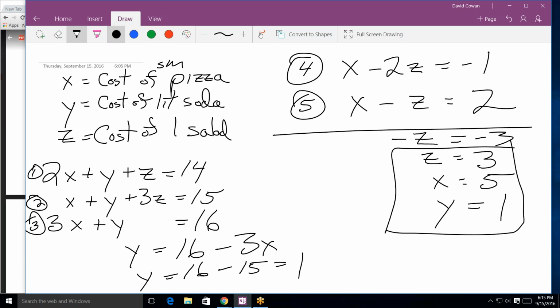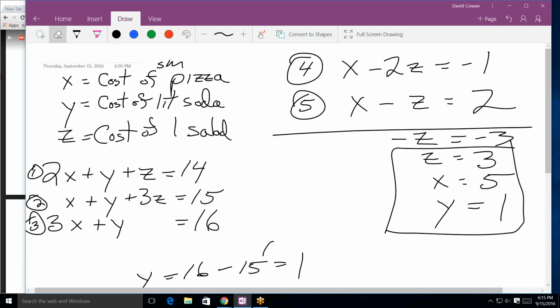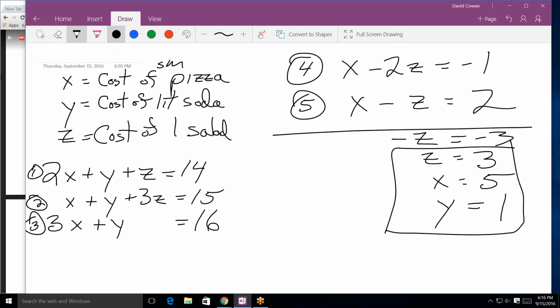All right. Because it's simple enough to do on this one, I'm going to check my answers. The last one had all those fractions, so it wasn't so simple to check. But if I've got time, I'm checking it. Well, equation 2 seems like a pretty good one to use to check it, right? We got x, which is 5, plus y, which is 1, plus 3 times z, which is 3. Is that equal to 15?